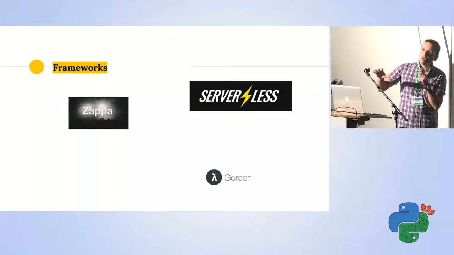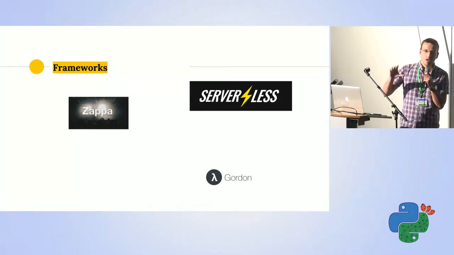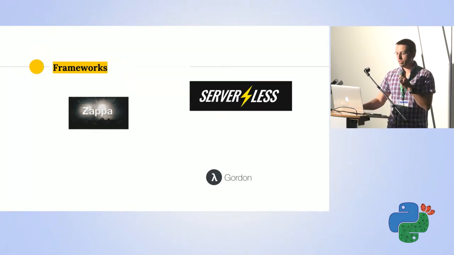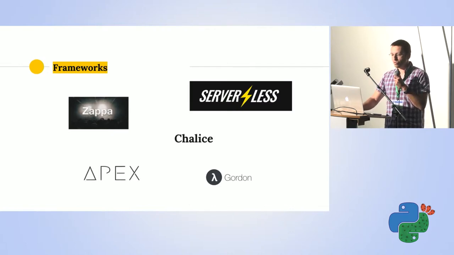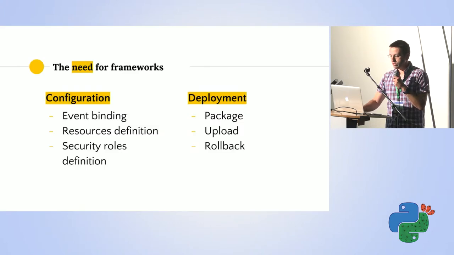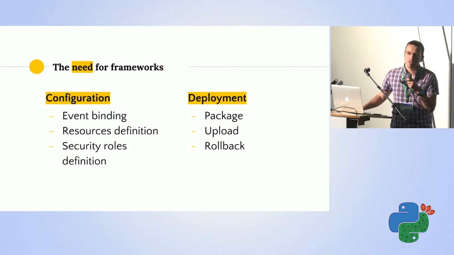So when talking about function as a service, the cloud providers are not the only player in the game. There are frameworks that help you with building the serverless architectures that you want. So back last year, there were already Zappa, Serverless, and Gordon. Since then, there are two new frameworks that support Python. So there's Apex and Chalice by AWS, and we will talk about Chalice in a minute. And why do we need frameworks at all?